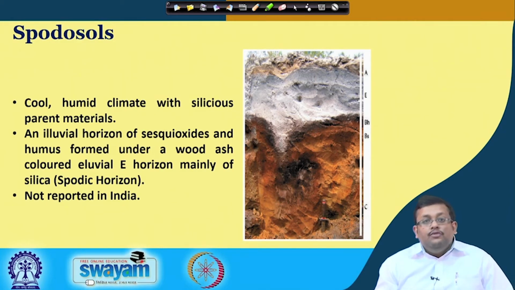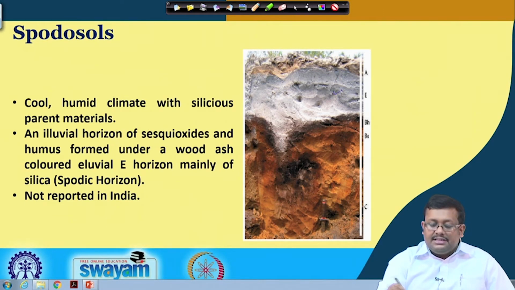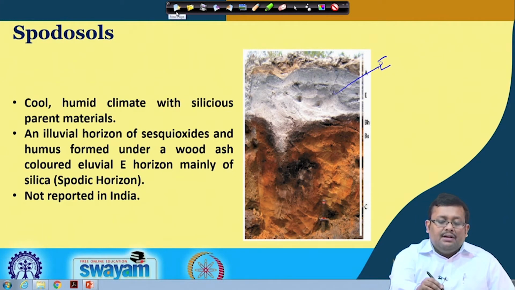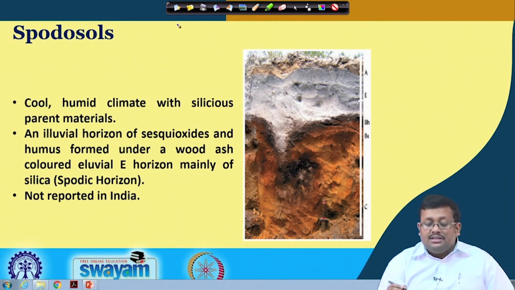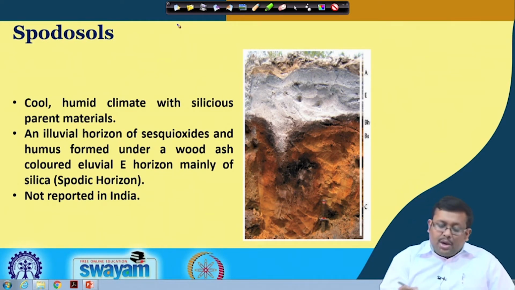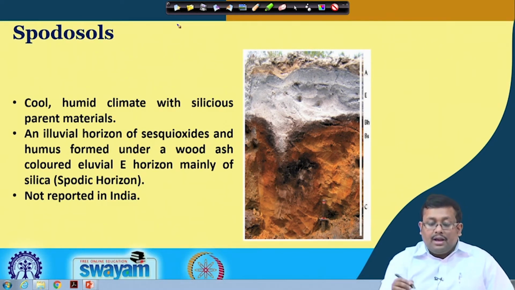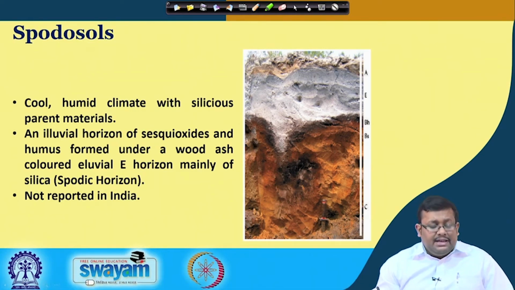They show basically an illuvial horizon of sesquioxide and humus forming under a wood ash colored eluvial E horizon. Now you can see clearly the eluvial E horizon, wood ash colored, because they are characterized by this spodic horizon, and this spodic horizon shows that all the iron and aluminum oxides have moved downwards, leaving behind only the siliceous materials. So that is why they form this wood ash colored horizon, and they are generally not reported in India.